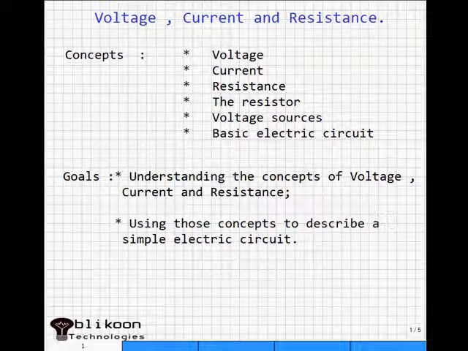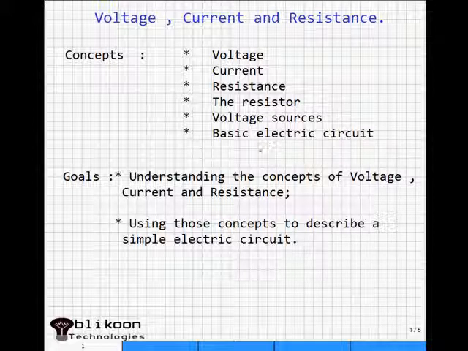Voltage, current, and resistance are basic quantities in all electrical circuits. They are important because every circuit design, implementation, and troubleshooting revolves around them. In this video, we are attempting to make them clear to you, and hopefully we will. Points to be focused on include voltage, current, resistance.